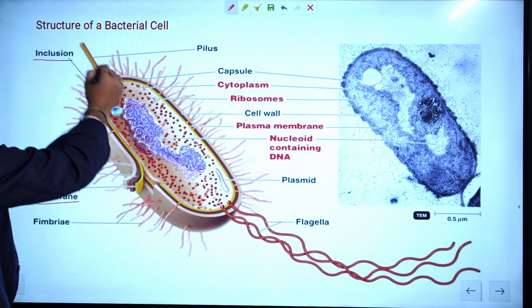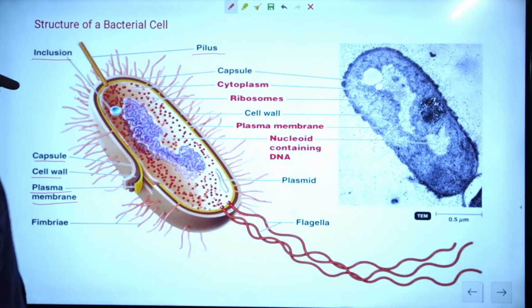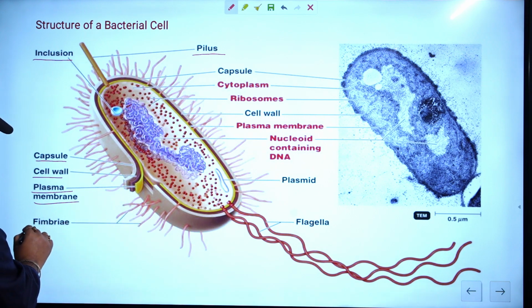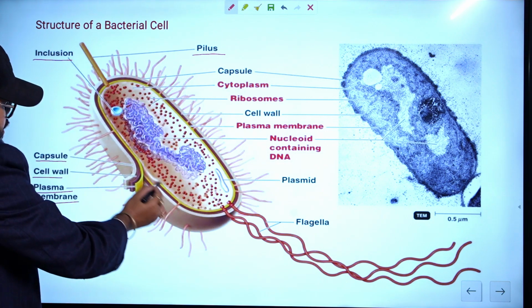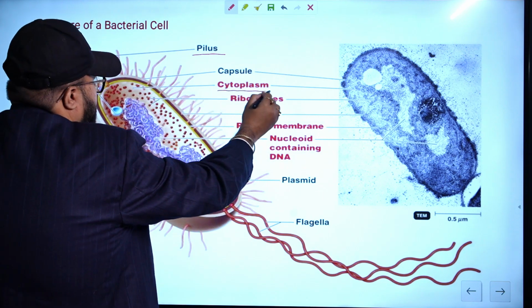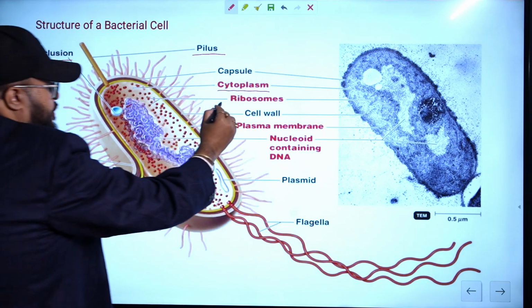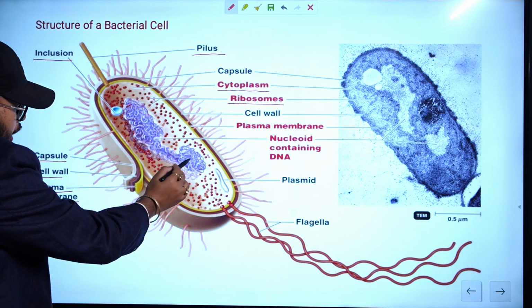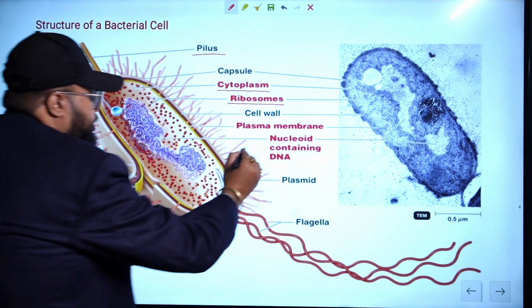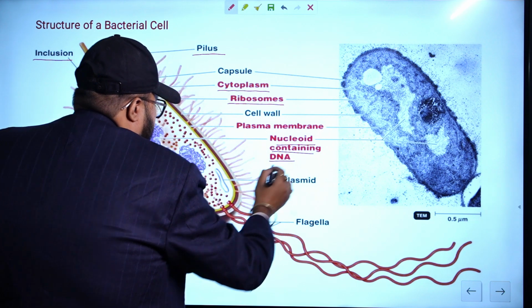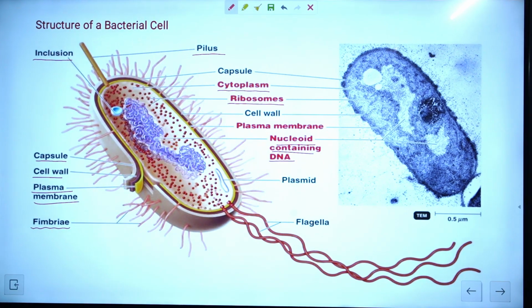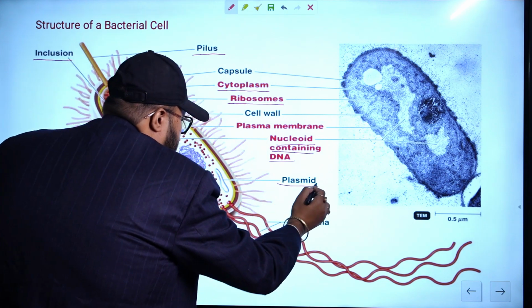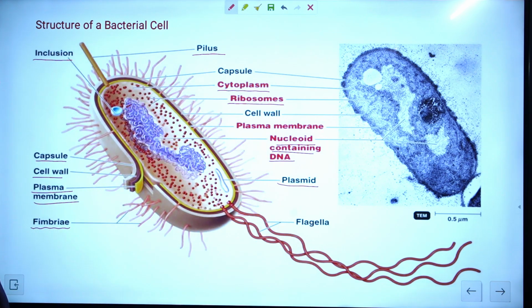This is the pilus. These are the fimbriae. These are hair-like bristles that allow adhesion of the bacterium to the substratum. This is the cytoplasm of the bacterial cell. These are the ribosomes. They are involved in protein synthesis. This is the nucleoid containing DNA. And this is the extra chromosomal DNA, which is known as the plasmid. These are the locomotory organelles known as flagella.